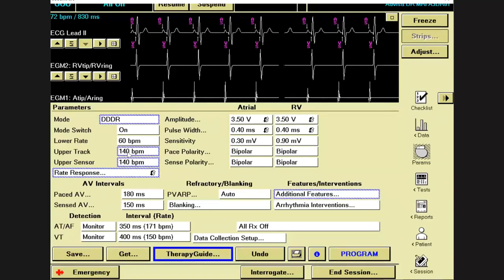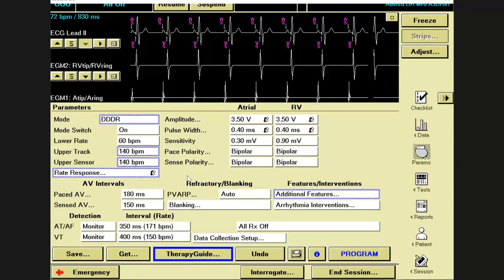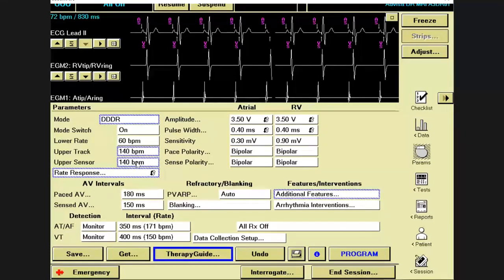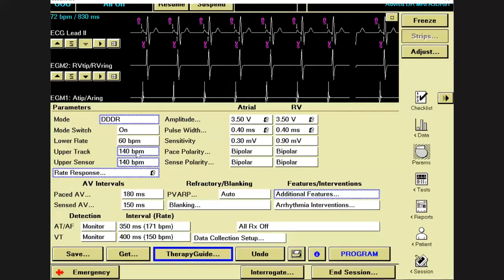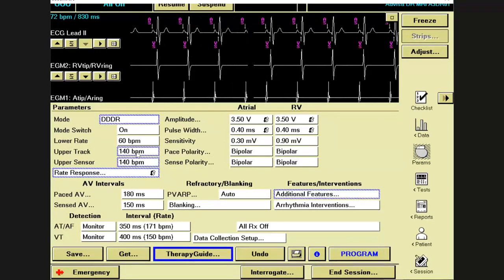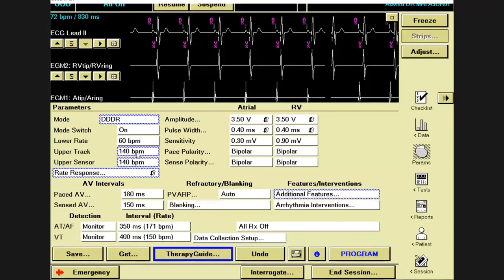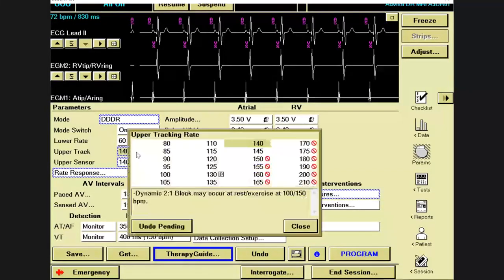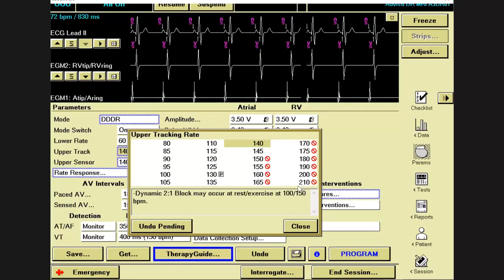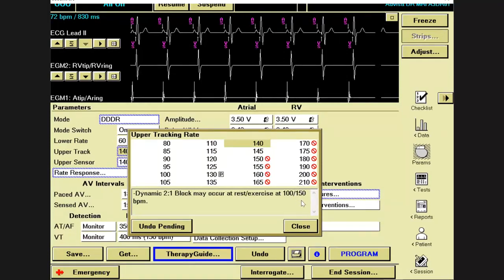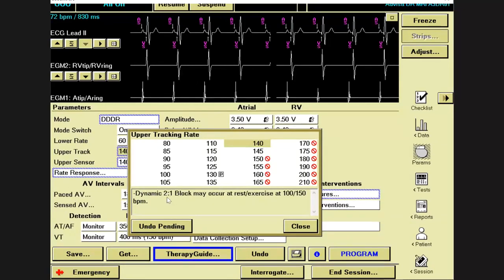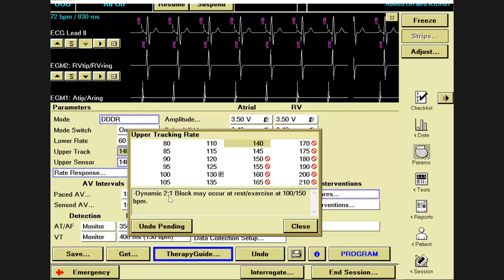And why did that happen? Because alternate P waves are falling inside the PVARP. So to check when the 2:1 block might happen, in our programmer, if we click the upper tracking rate or the AV interval, here I'm clicking that button, you can see the programmer tells us that when the sinus rate is faster than 150 beats per minute, the pacemaker will exhibit a 2:1 block for this patient.